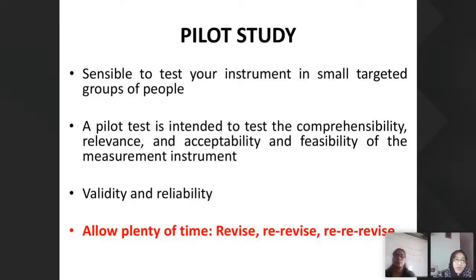So while we're doing the pilot study, we will also look into the validity and the reliability aspects. For the validity, I will tell more in detail using a case study, so we can see the knowledge and the application at the same time. And don't worry, when you're doing the pilot study, you must always allow plenty of time for yourself. There will be a point where you have to revise, then rerun again, then re-revise your instrument.